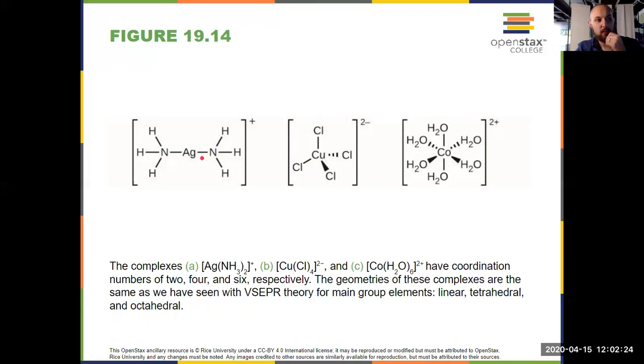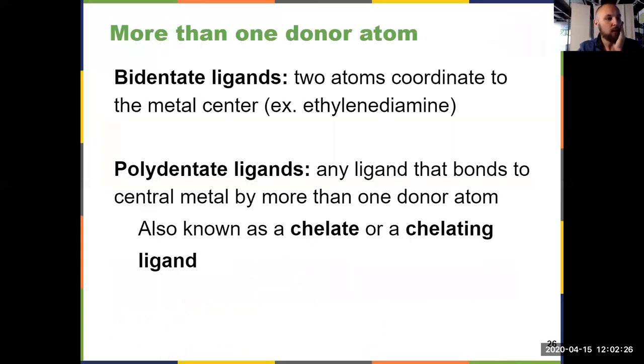What we have to be on the lookout for are polydentate ligands. This is where the ligand count and the coordination sphere can vary from one another. The coordination number can be different from the total number of ligands. Because a bidentate ligand is where I've got one ligand, but it connects to the center metal twice through two different donor atoms. And that's a subset of polydentate ligands.